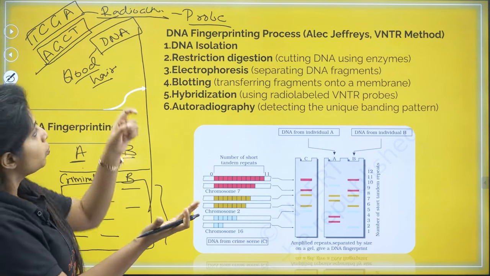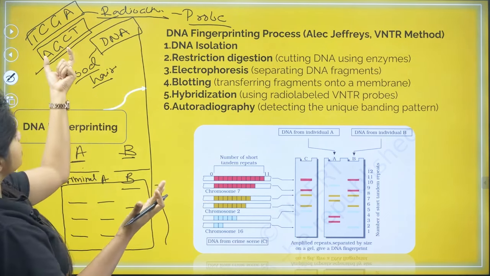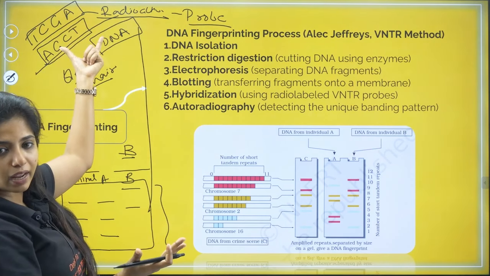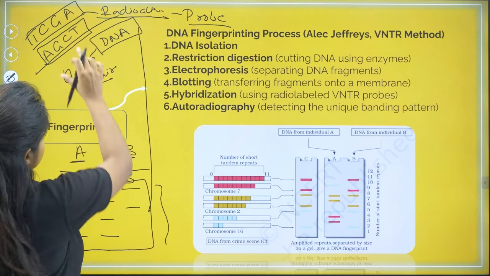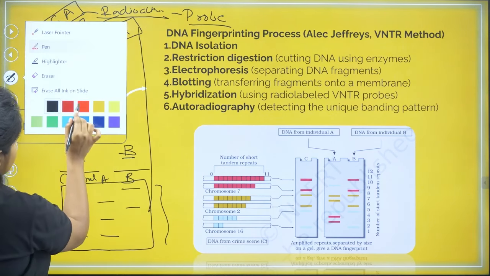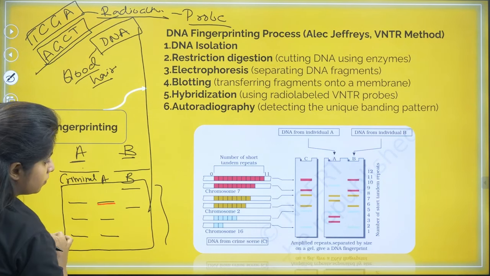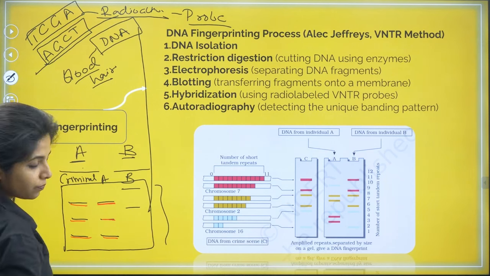So, I am going to put the radioactive probe over here. Obviously, since it has the complementary strand to something that the criminal will have, it will only go and bind if at all it's there. So, it goes and binds over here. It goes and binds over here. No, it goes over here, here, here, here, here, here.